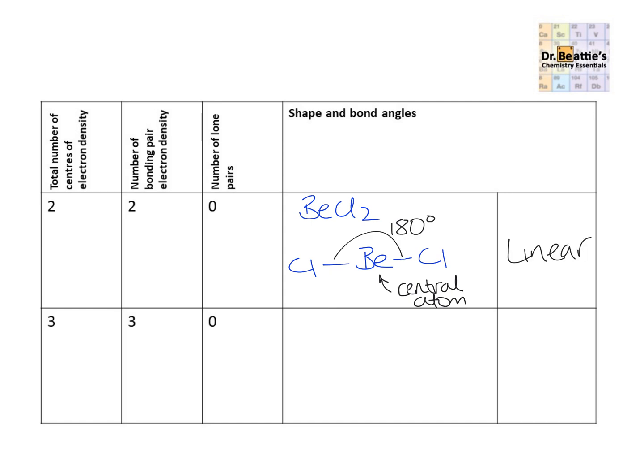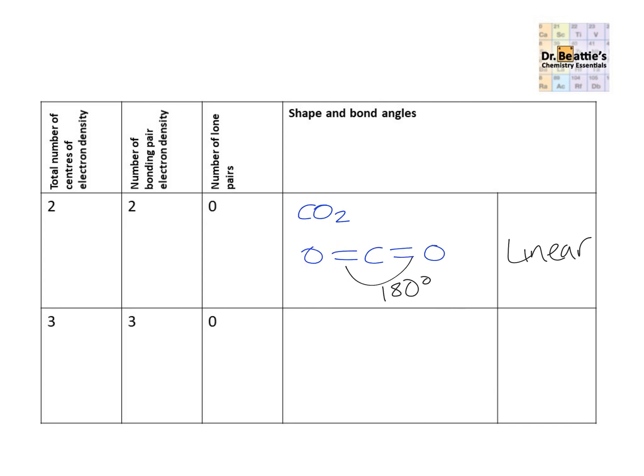As shown in the previous part of the video, carbon dioxide is also an example of this. And remember, even though these are double bonds, they still count as a bonding area of electron density. So we have our first and our second area of bonding electron density, which makes up our linear shape.